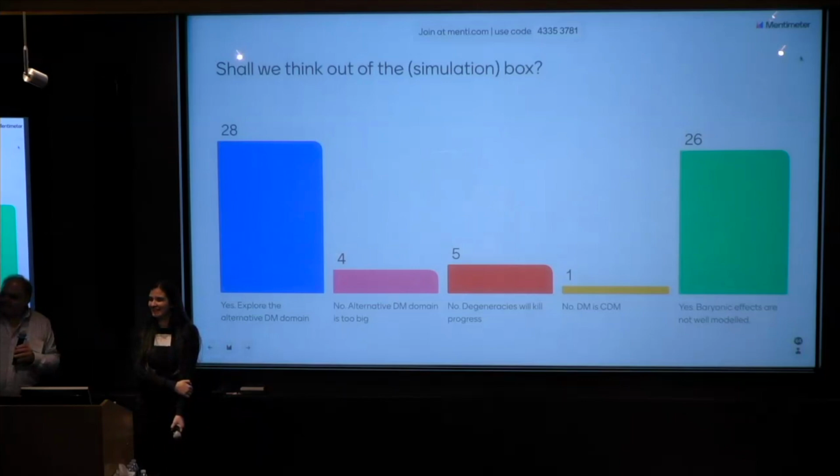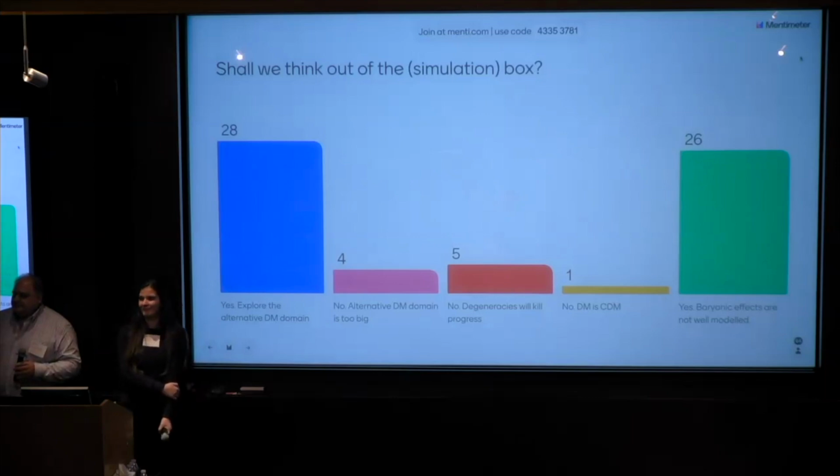I was just going to say I voted for no, the alternative DM domain is too big. I did like Chang's point the other day, which is that lambda CDM, no one has proved it wrong yet. If you're allocating resources to what things you should simulate until something else is convincing, maybe we stick with lambda CDM for the most part and just allow people to slowly trickle into other domains. But that's not a strong opinion.